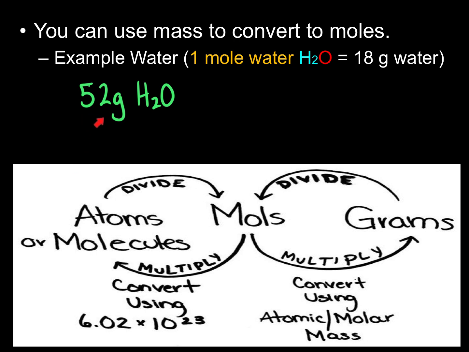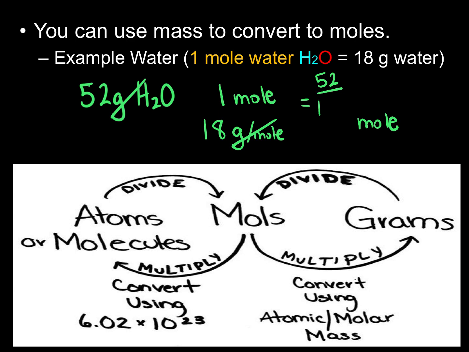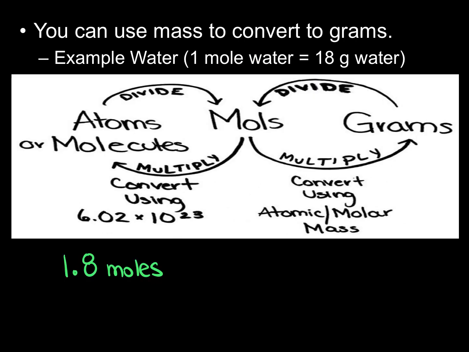So let's try a practice problem. Let's say that we've got 52 grams of water, but we need to know how many moles that would be. So we would take the molar mass of water, which is 18 grams per mole. We'd put that on the bottom of 1 mole. Because we don't want grams anymore, we want to know how many moles that is. So we would be taking 52 and dividing it by 18, and that's going to tell us how many moles we have. So in this example, we have about 2.89 moles of water.